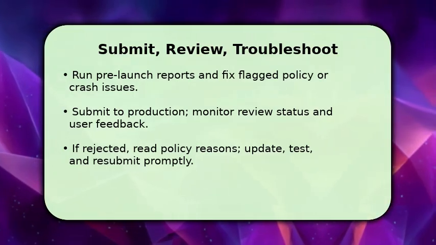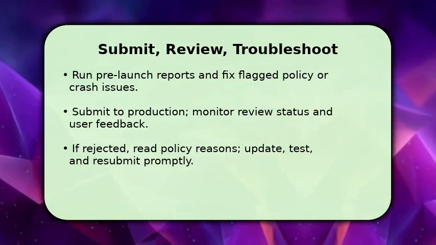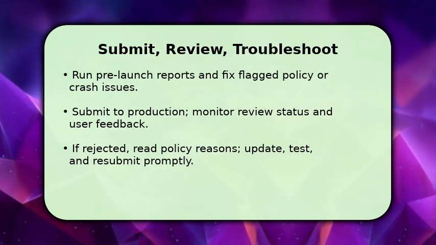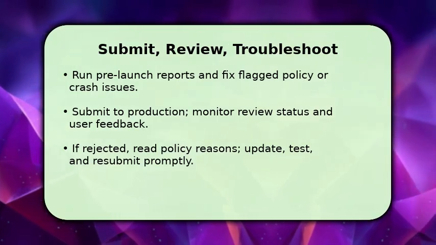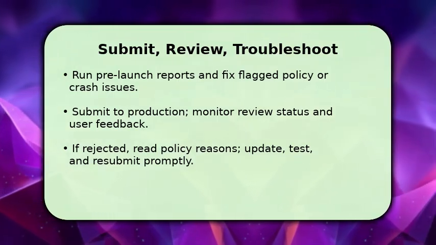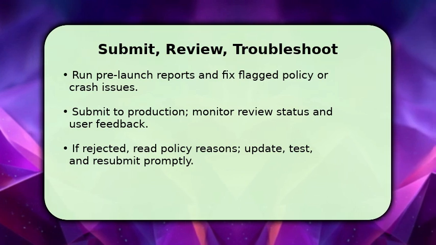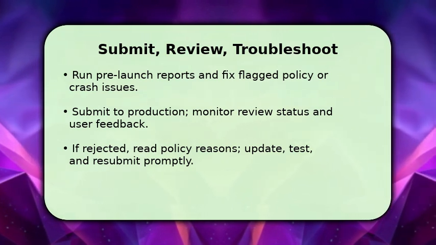If Google rejects the app, read the rejection reasons carefully, update the binary or metadata, retest in the internal track, and resubmit. This loop resolves most issues and speeds approval.